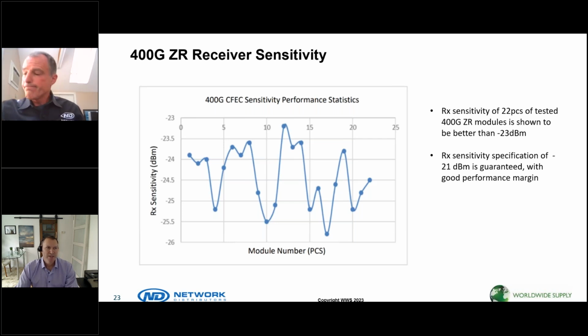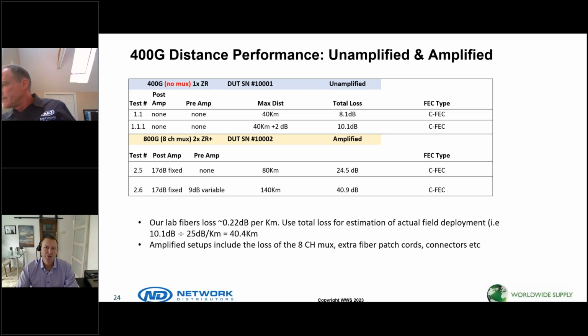Let's jump to that. Let's show some of the numbers when you compare the unamplified and the amplified testing that was done, Ralph. So let's first say that our lab fibers are really good lab fibers. They're 0.22 dB per kilometer. Typically in the field, when I look at OTDR plots, they're more like 0.25 or a little higher dB per kilometer. So the number you want to really look at is not the distance, but the unamplified total loss, or the amplified loss.